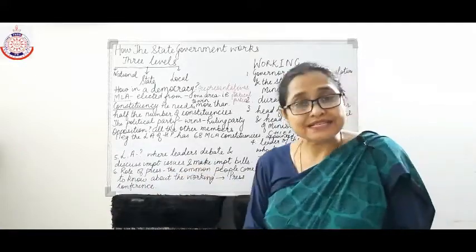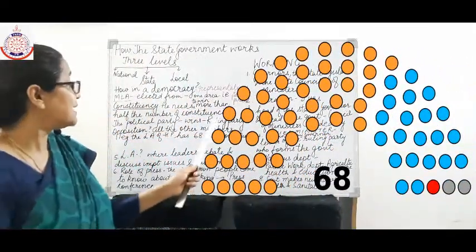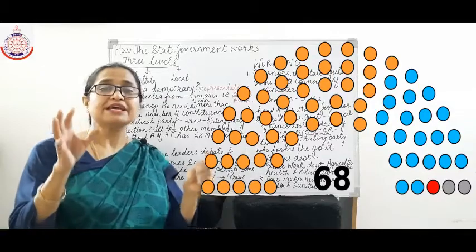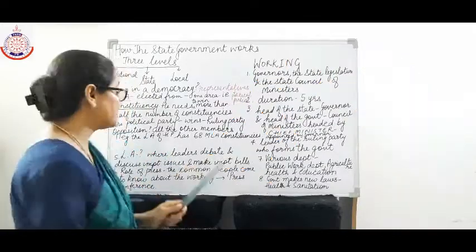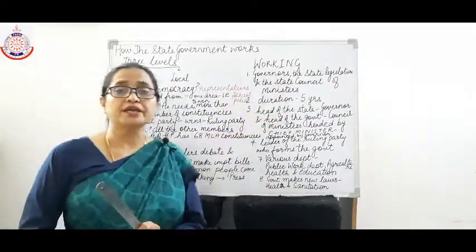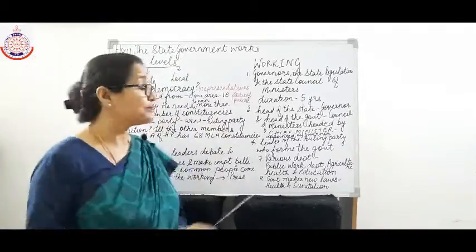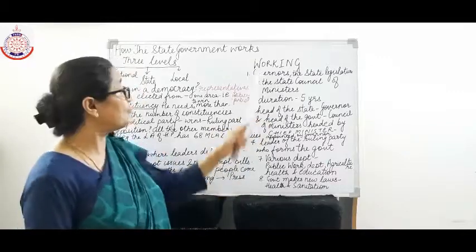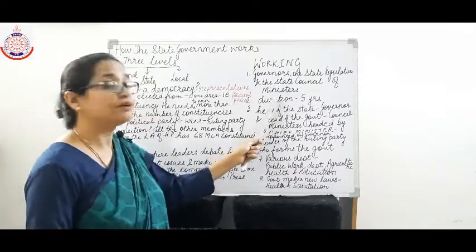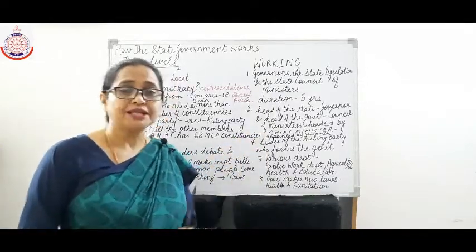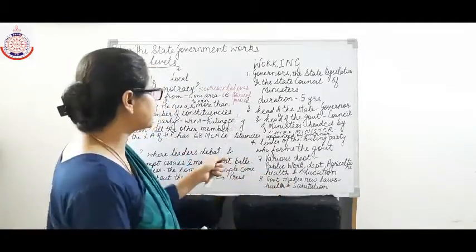For example, the Legislative Assembly of Himachal Pradesh has 68 MLA constituencies. That means Himachal Pradesh has been divided into small areas. Now talking about the working of these MLAs or the working of the state government. The state government works with the help of the governor, the state legislature and the state council of ministers. Their duration is 5 years. Every 5 years, fresh elections take place.